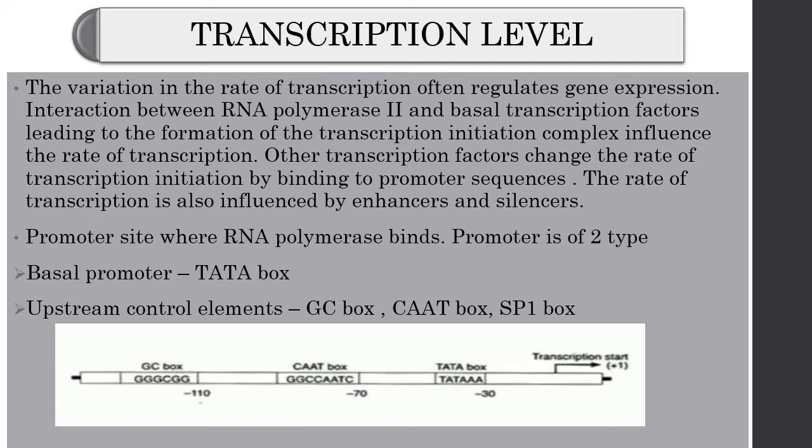So here we can see the promoter site where the RNA polymerase will bind, and there are two types of promoter elements: the basal promoter, that is the TATA box, and the upstream control element, that is the GC box, CAT box, and the SP1 box. So here we can see these are the different boxes.